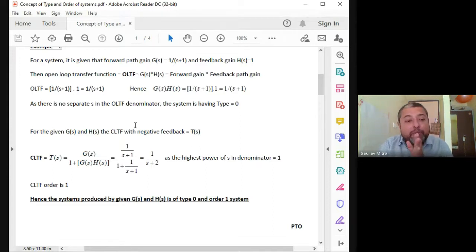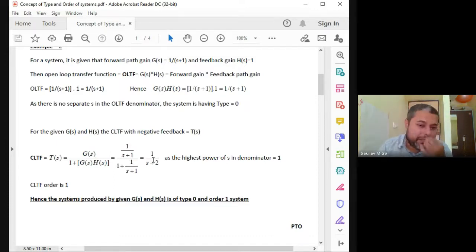And we know that the pole, if it is deep into the j omega axis, it is more stable. So in this case, CLTF, that is the closed loop transfer function, is equal to 1 by S plus 2. So S is equal to minus 2. So open loop pole was at minus 1, closed loop pole is at minus 2. That means this is more stable. So this also proves that a negative feedback closed loop system actually improves the system stability.